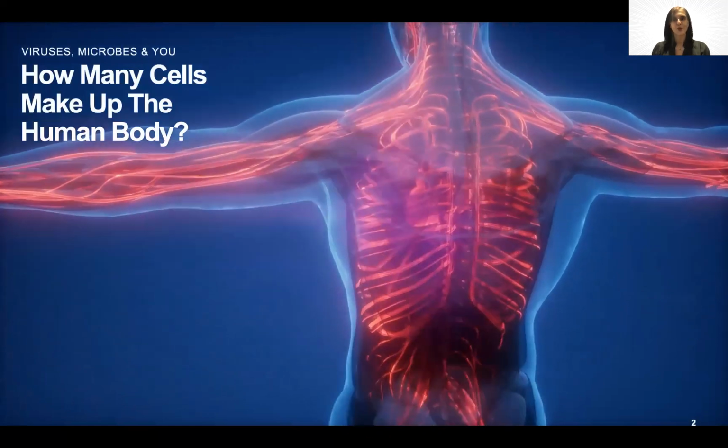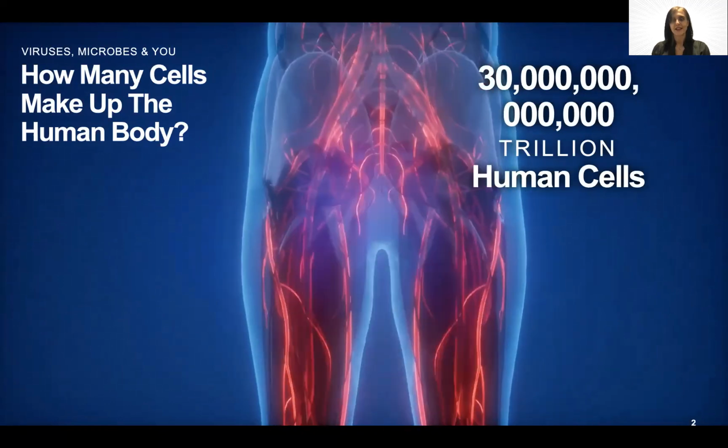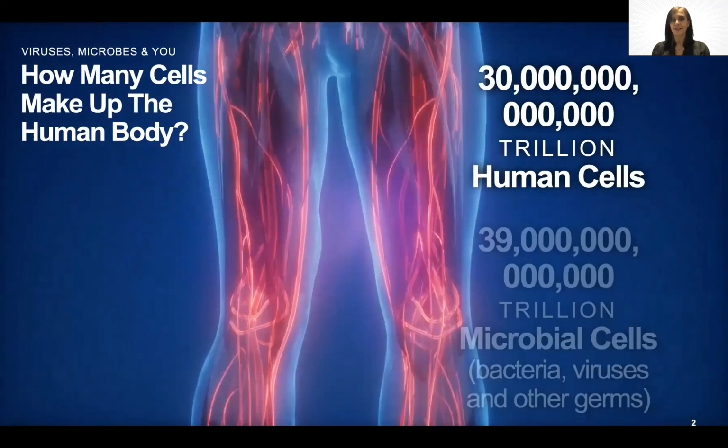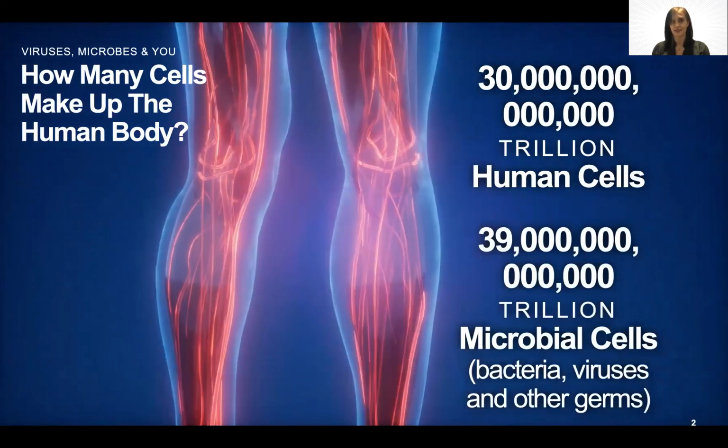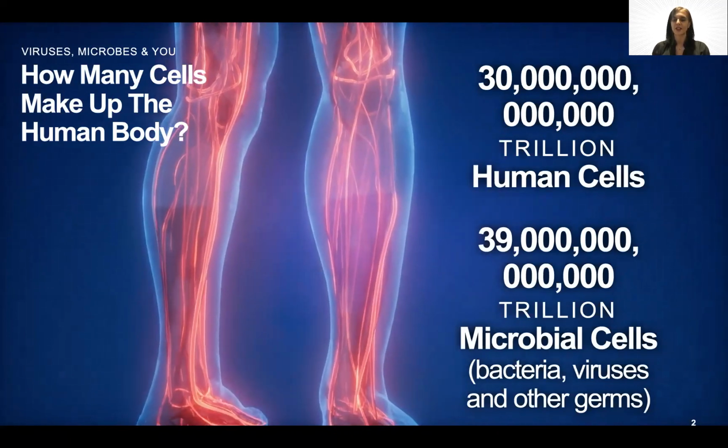Now, how many cells do you think make up the human body? What if I told you it was actually around 30 trillion cells? Now, those are just human cells. On top of the human cells, there's microbial cells, 39 million, bacteria, viruses, other germs.